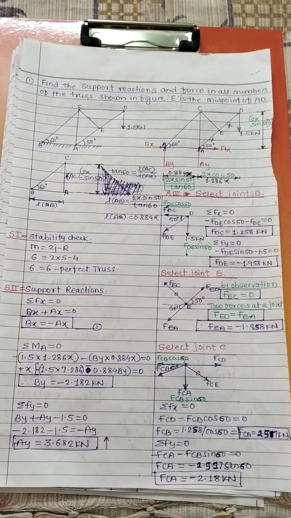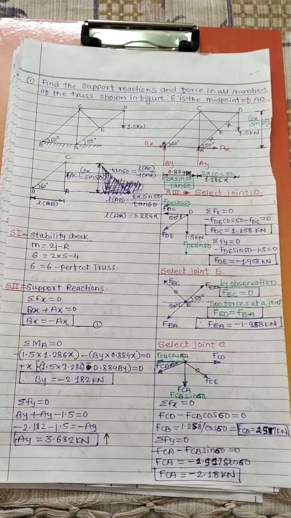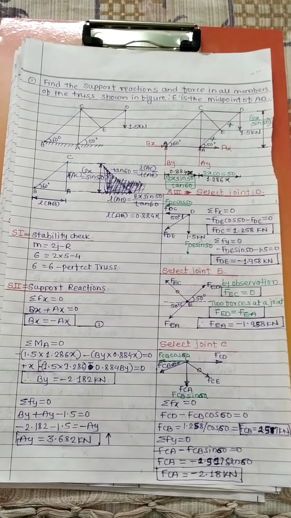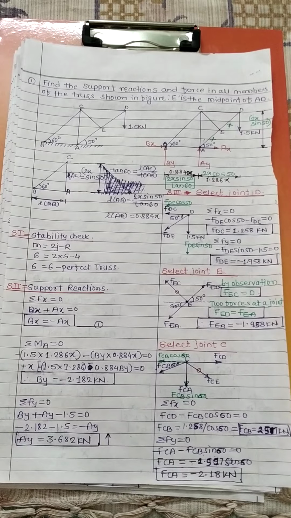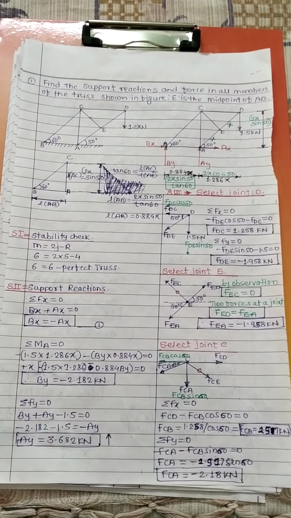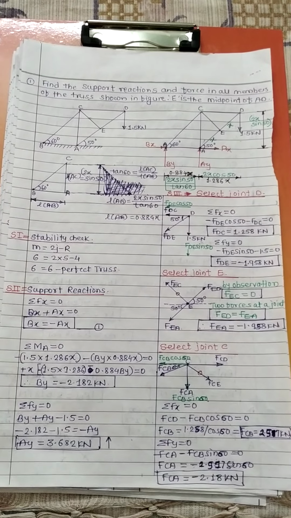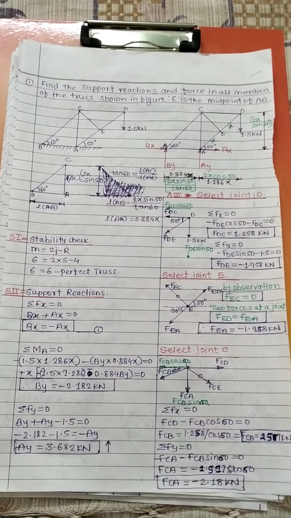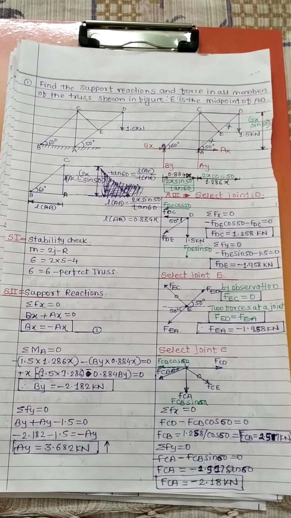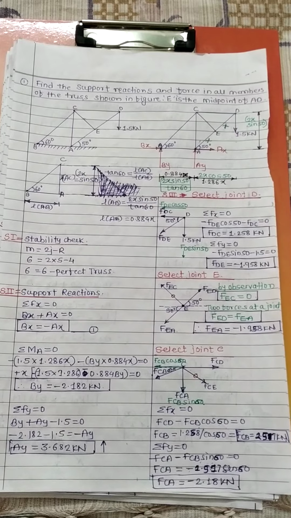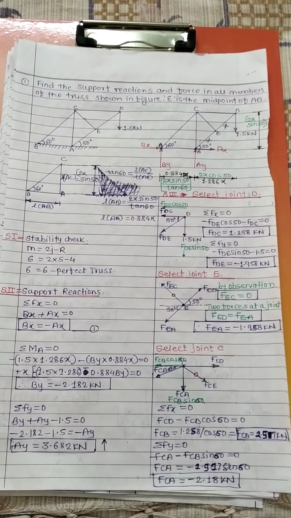Dear students, in this video lecture, I am going to explain how to solve a cantilever truss by using the method of joint. The numerical I have taken to solve by the joint method is: find the support reactions and force in all members of the truss shown in the figure. E is the midpoint of AD.